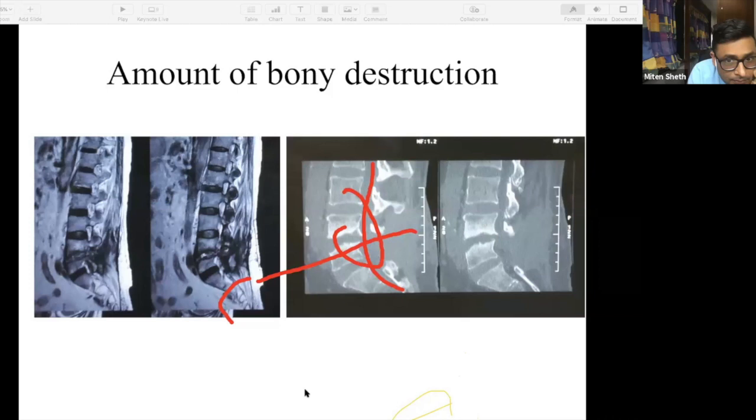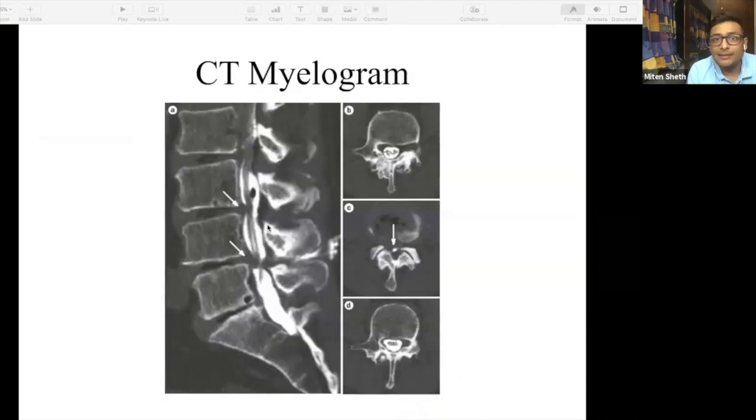At places where there is compression, the dye will not pass. And that is what is seen on a CT myelogram. All right. So that's all about your CT scan.